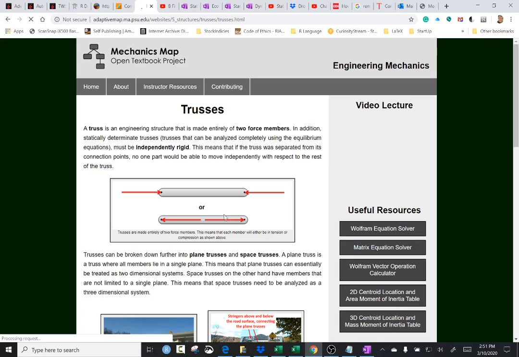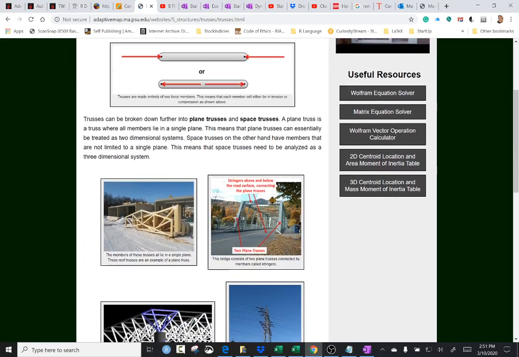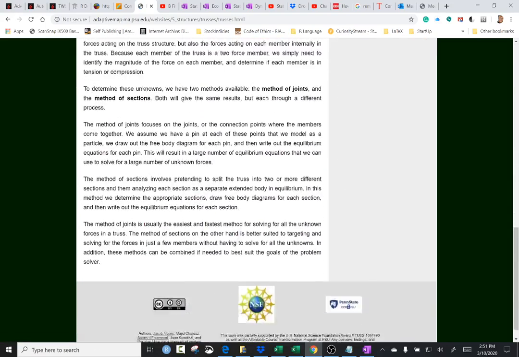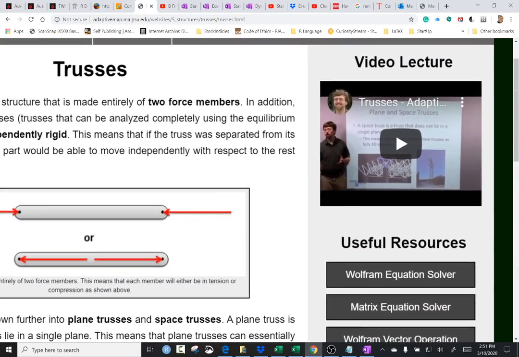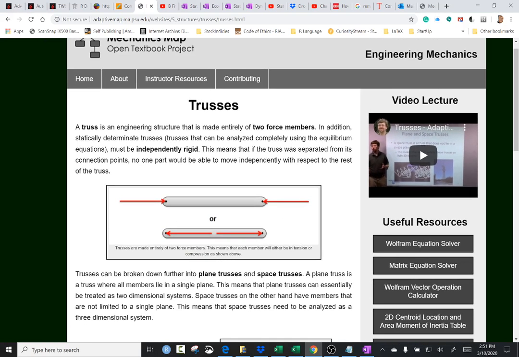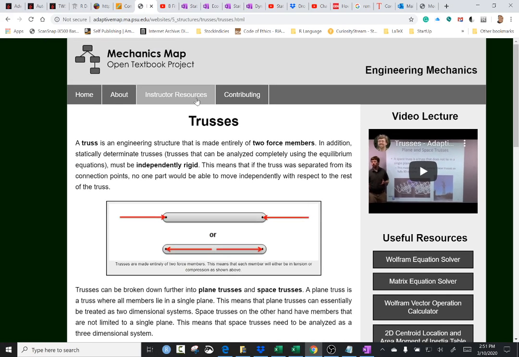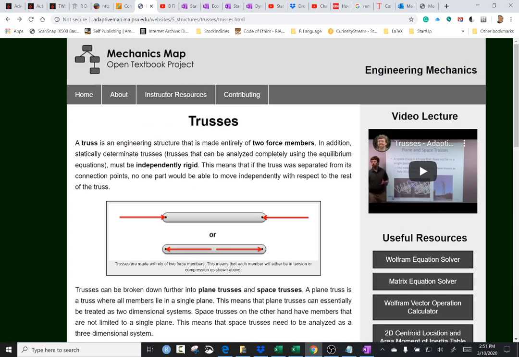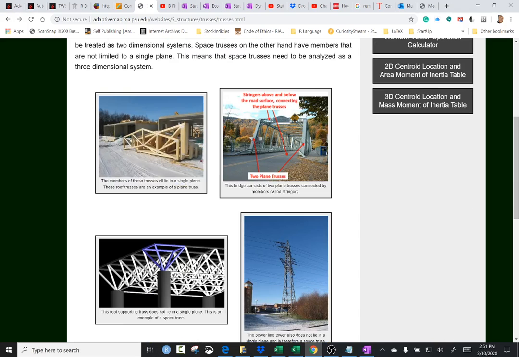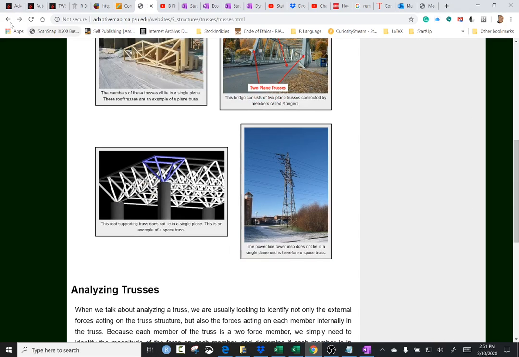If you look at the trusses, you'll see him describing the trusses, some examples of trusses, analyzing the trusses, and he's got a video sitting up here where he talks about it. So he's done a very excellent job on this website. So I would definitely say this is what I'm going to use here. So let's go back one more.